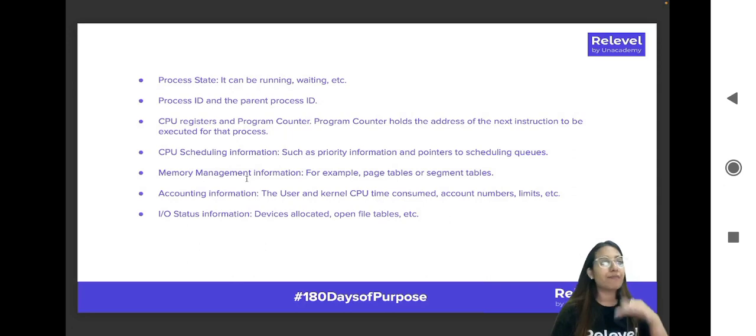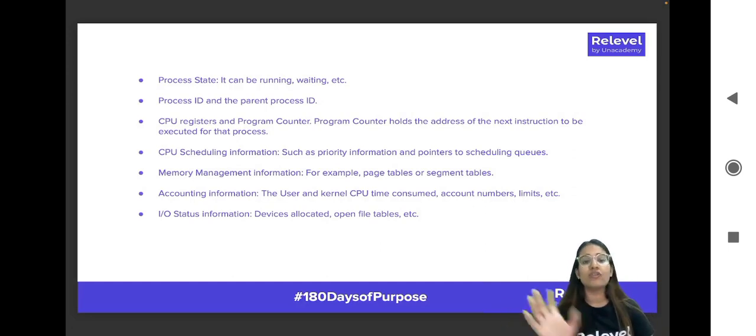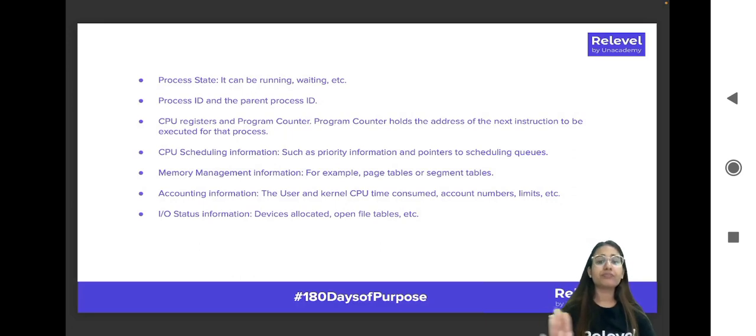From a process, we can originate child processes as well. If there's a parent process, we store the information about the parent process too. Then there are CPU registers and program counters. Whenever you execute a process, you load it into the registers, so all the information about the CPU registers used to execute the process is stored here. The program counter holds the address of the next instruction to be executed, so we hold that address as well.